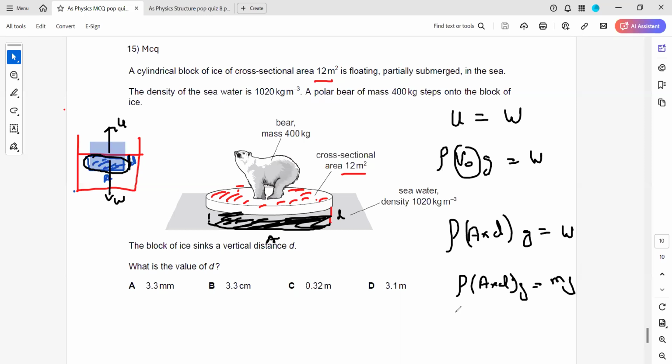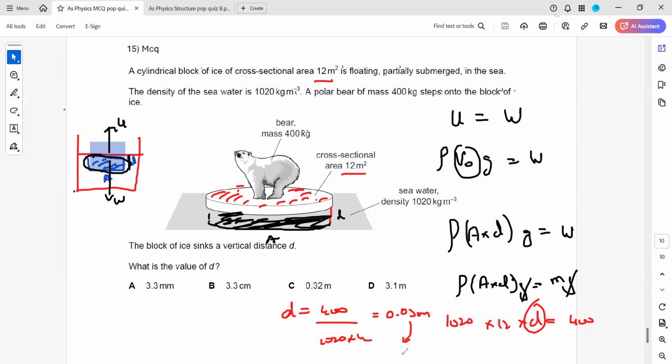So we have the density which is 1020, we have the area which is 12, and the vertical distance underwater is D, which equals the mass, which is 400. So what will be D? D will be equal to 400 divided by 1020 times 12. That will give us 0.03 meter. There's no option of 0.03 meters, so if we convert into centimeters, it will be 3 centimeters.